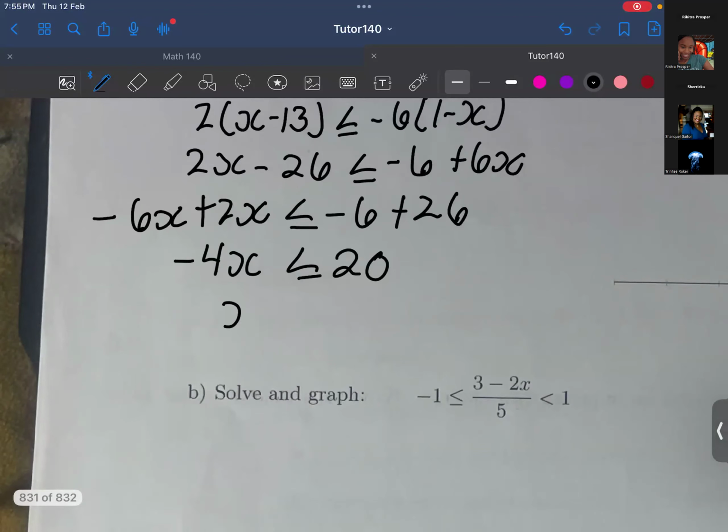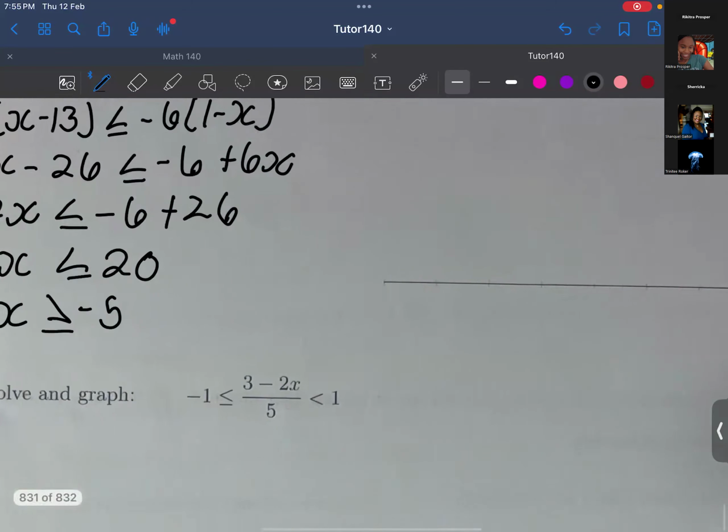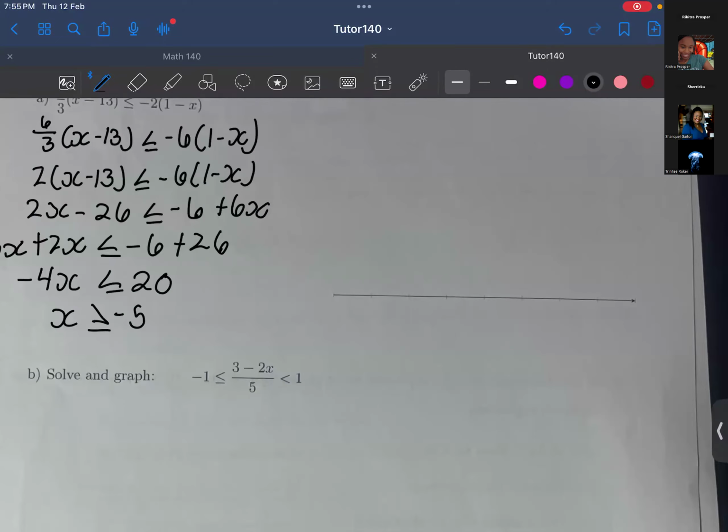So when you divide both sides by negative 4, because you're dividing by a negative number, flip the sign. So this will now be x is greater than or equal to negative 5, because 20 divided by negative 4 is negative 5. Remember, you always need to use your calculator. I use my calculator for simple math, so it's easy to get tripped up. So it's saying that x is greater than or equal to negative 5.